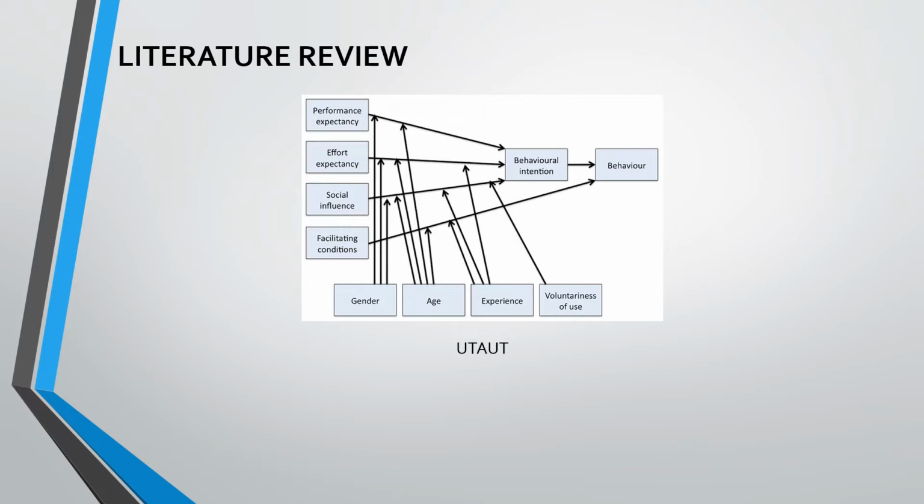The first variable is performance expectancy. It is the degree to which the individual considers the utility of an information system and the performance gain achieved in the job due to using it. The second one is effort expectancy. Effort expectancy is the ease with which an information system may be used.